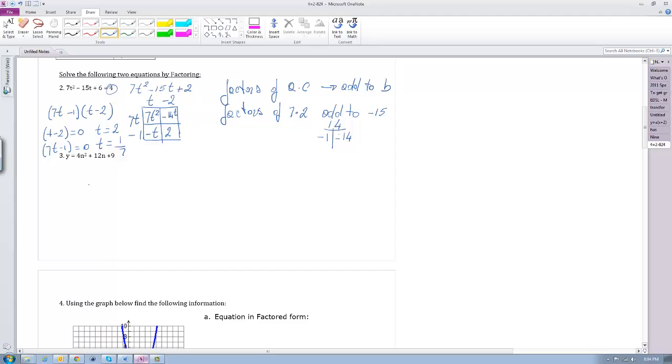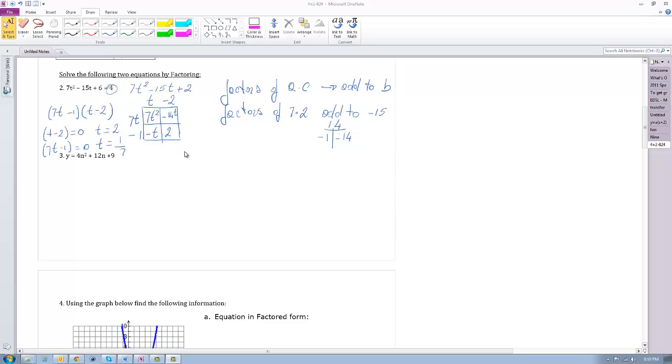Now let's move to the next equation. The next equation can be again solved by factoring and by doing exactly the same thing that we did before. We need to find the factors of A times C that add up to B. So in this case, the factors of 4 times 9 that add to 12.